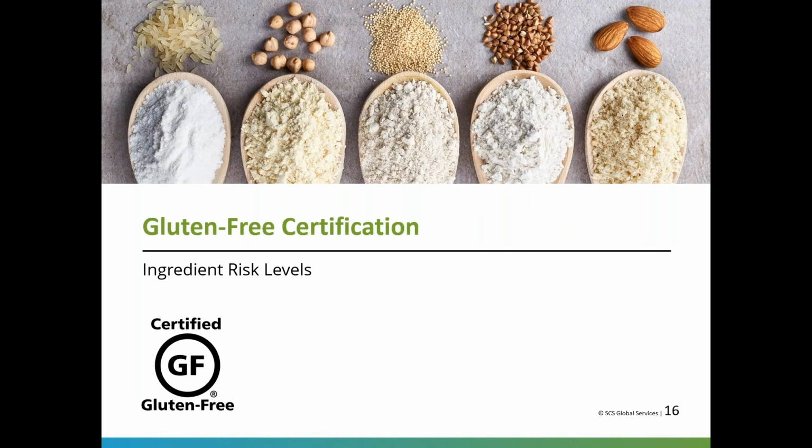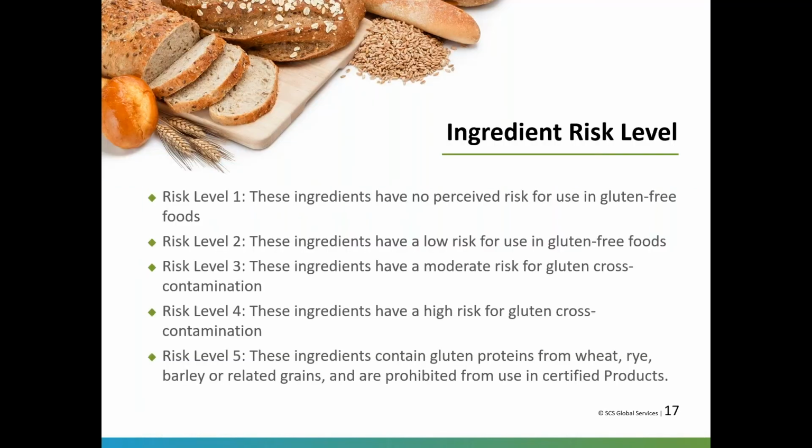Let's talk a little bit about ingredients and the risk levels per the standard. So GFCO has developed 5 different risk levels for ingredients. Risk level 1, basically these ingredients have no perceived risk for use in gluten-free foods. So this would be, for example, fats, oils, chemicals, or anything else that does not contain protein.